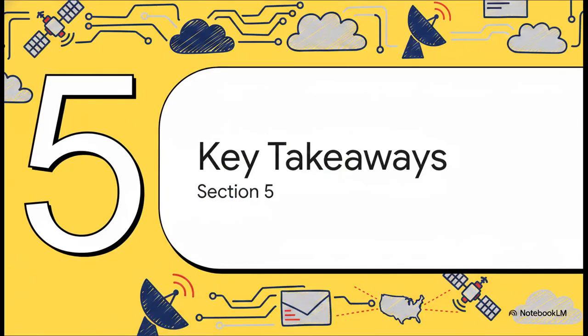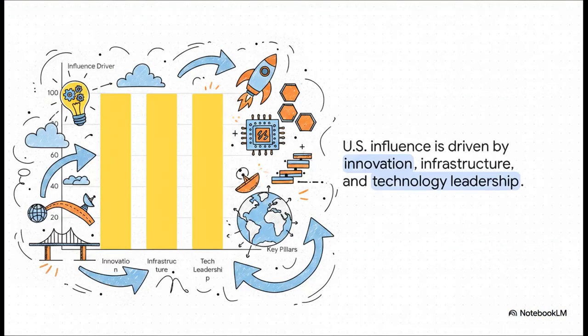All right, so after all that, what's the big picture? Let's step back and pull out the most important takeaways from everything we've looked at. If you remember just one thing from all this, let it be this. This kind of global role isn't static. It's a constantly turning wheel of innovation, infrastructure, and tech leadership. Each one feeds into the next, creating this powerful, self-reinforcing cycle that drives change.